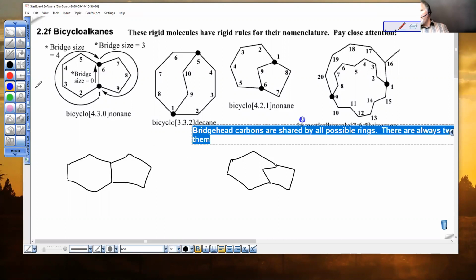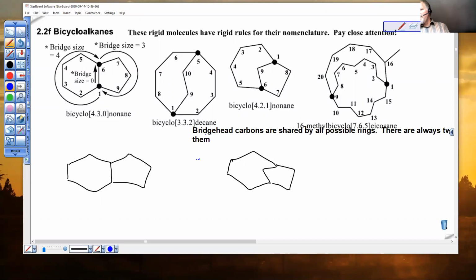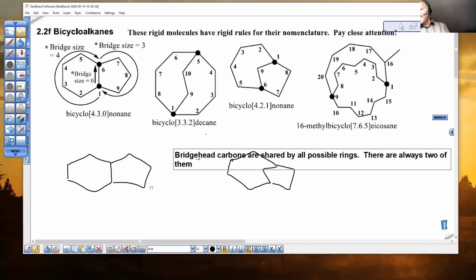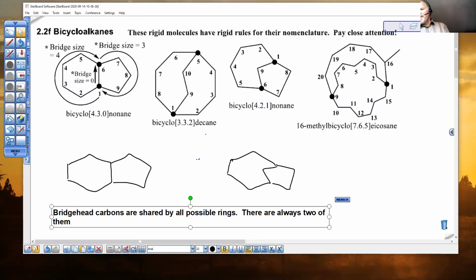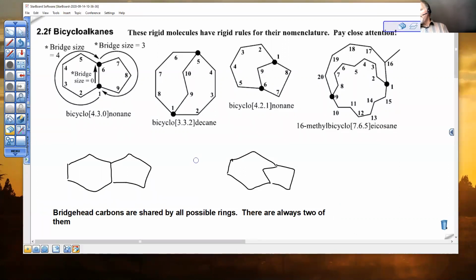And here we go. I'm just putting dots everywhere. Dot happy here. And we'll put our bridgehead carbons in blue. And let me count all the ways. It doesn't like me doing dots like this. Okay. Let me outline it.